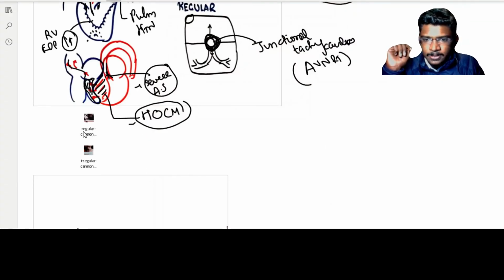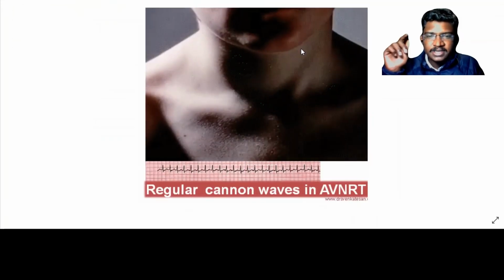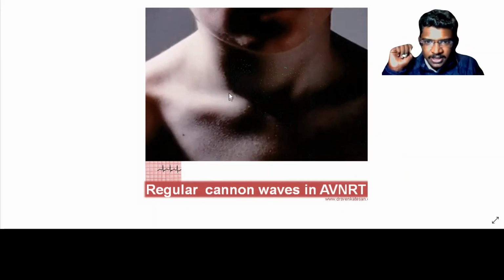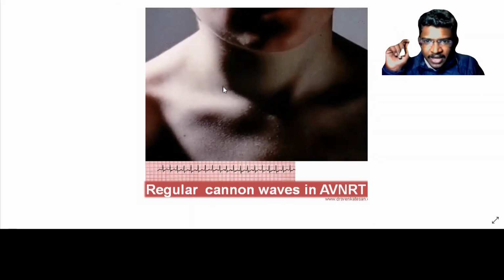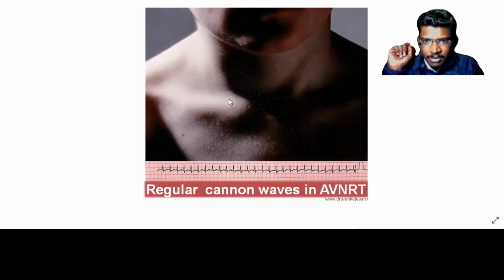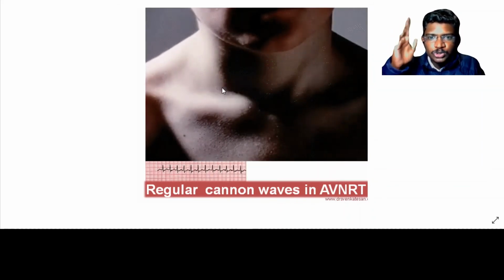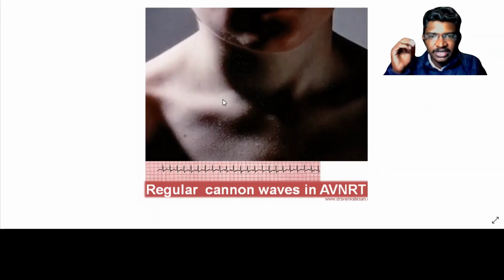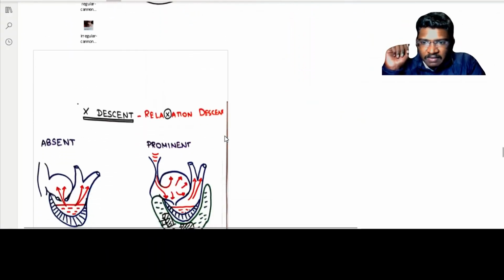Next is this example we will see. See here, as the tachycardia goes, see this here and here as well. See, as the tachycardia goes, here in between the two heads of the sternocleidomastoid, it is produced at a regular rate as well as being an explosive wave, cannon A waves. So this is AVNRT or supraventricular tachycardia. Okay.